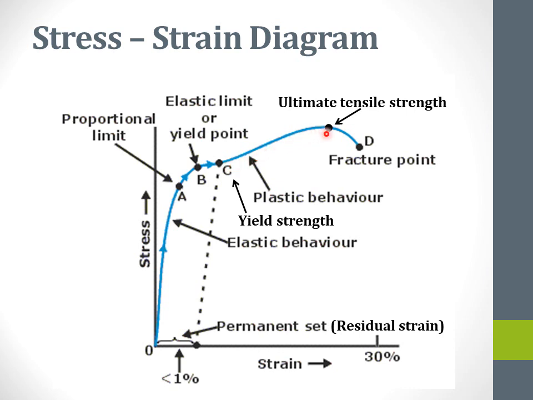CD and remains plastic, called the plastic range, where point D is called the ultimate tensile strength. After this, the body will not come back to its original state and acquires a permanent residual strain, and it breaks down at a point called the breaking stress or fracture point, indicated by the point E.